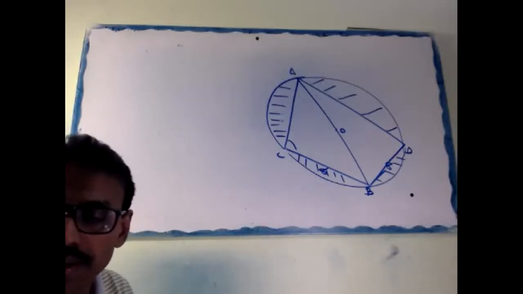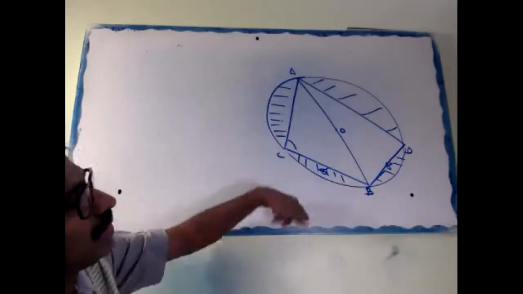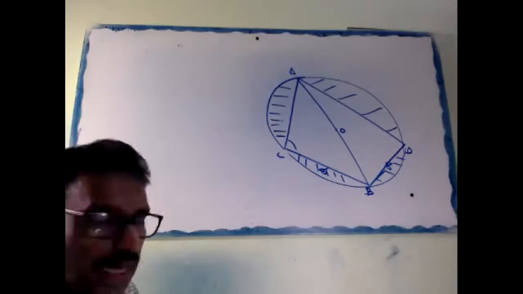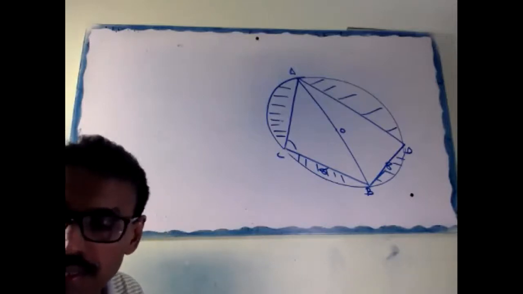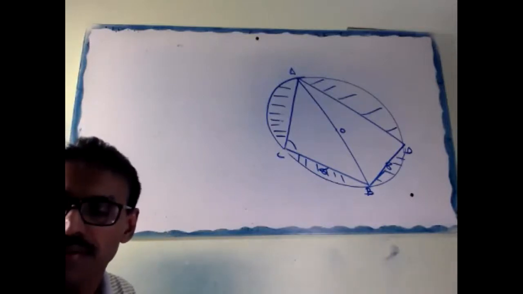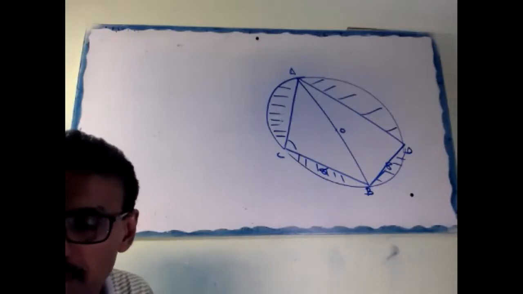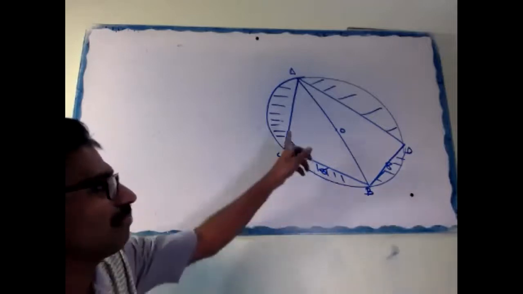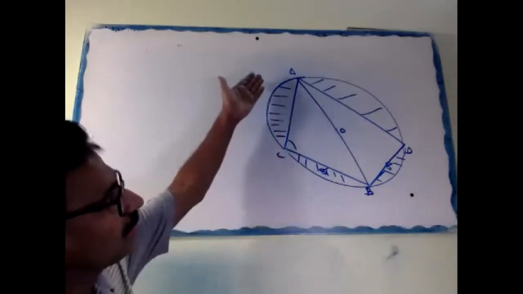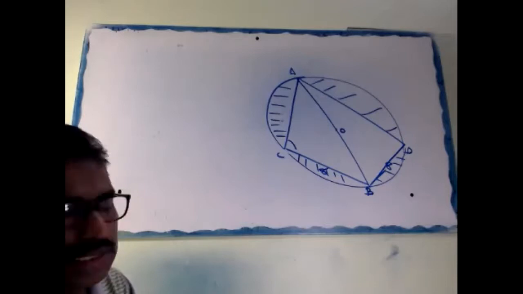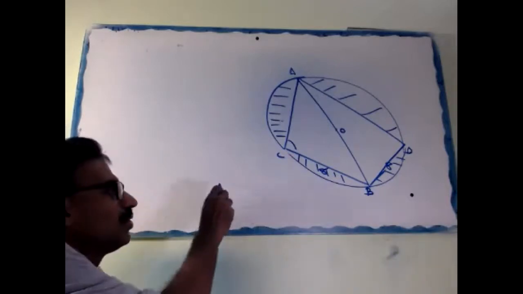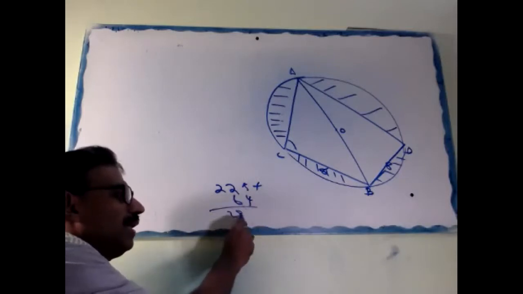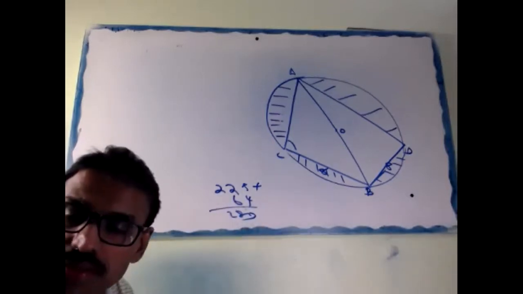Okay, look here. Angle C equal to angle D, 90 degrees. Angle in a semicircle. So therefore, use the Pythagoras theorem. You'll get AB: 15 square plus 8 square. 15 square is 225 plus 64, that is 289. The root of 289 is what?